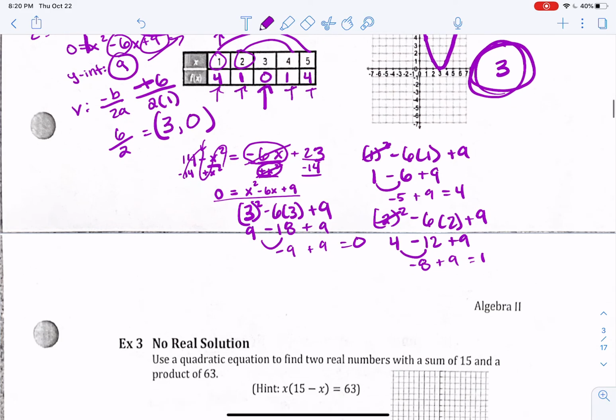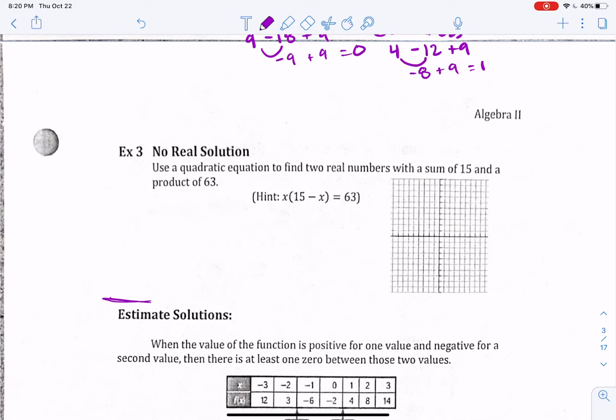Okay? This last one that we're going to talk about, example 3, has no solutions. Okay, and this one says use a quadratic equation to find two real numbers with a sum of 15 and a product of 63. This sounds like a trig problem that we would do. But what we do is we say that they have a sum of 15.